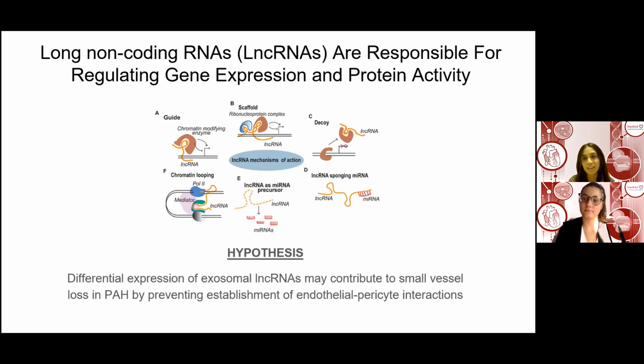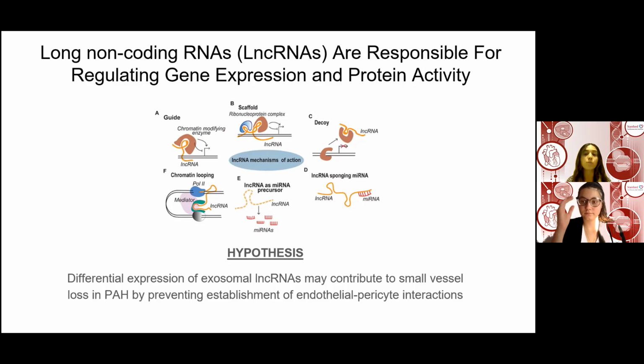This is a more in-depth explanation to really drive home what lncRNAs are and why they could be important in PAH. Here we see all the possible mechanisms of action to modulate gene expression. Some examples are sponging, chromatin looping, and acting as a chromatin modifying enzyme. As of now, we do not know which of these mechanisms possibly contributes to the disruption of this interaction between endothelial cells and pericytes, if at all. So our hypothesis remains very simple: identified lncRNAs may contribute to preventing establishment of these endothelial-pericyte interactions, which then results in vessel instability as seen in PAH.